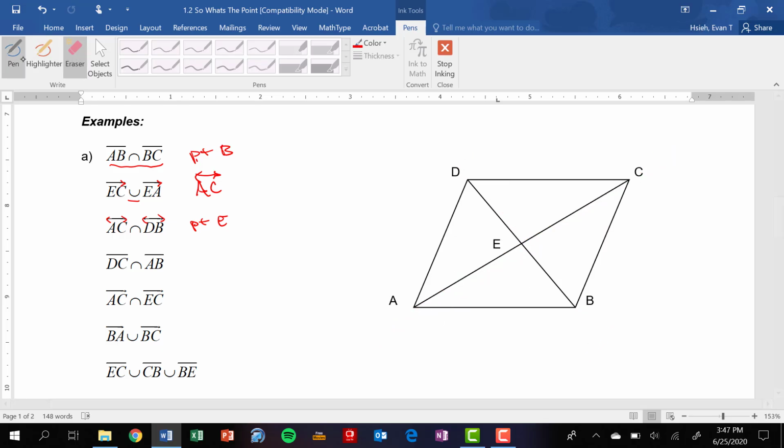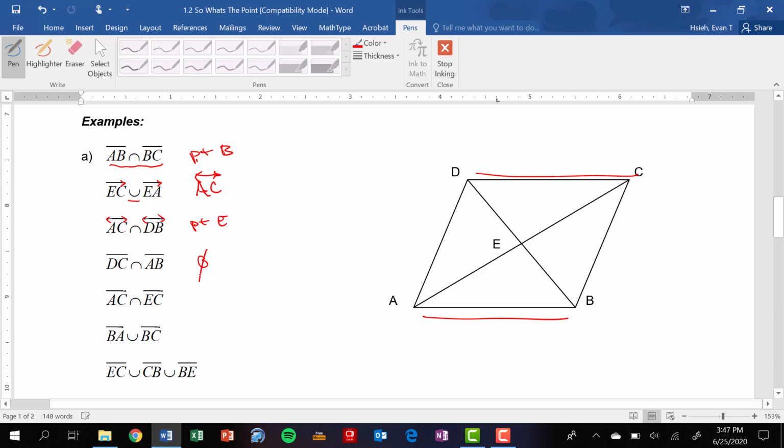And let's jump to the next one. Next one is segment DC intersection with segment AB. And hopefully you can see that there is no intersection, so you have the empty set, no solution.